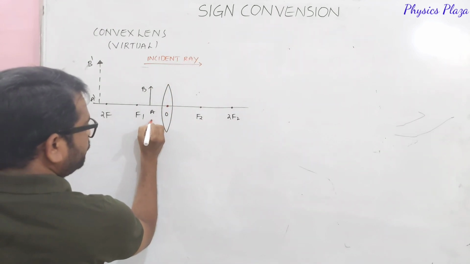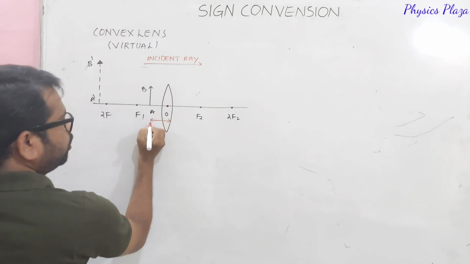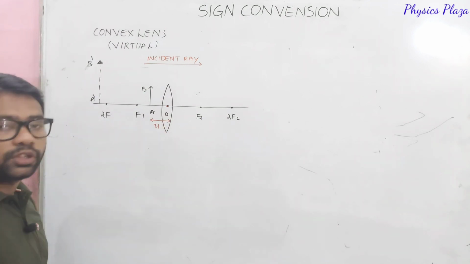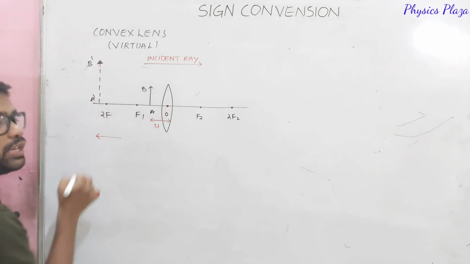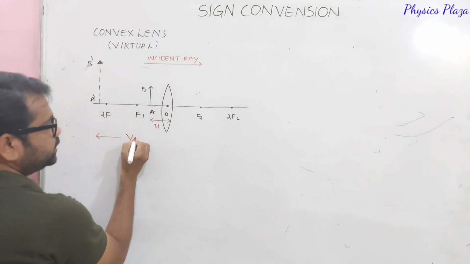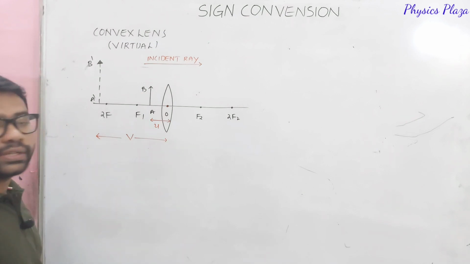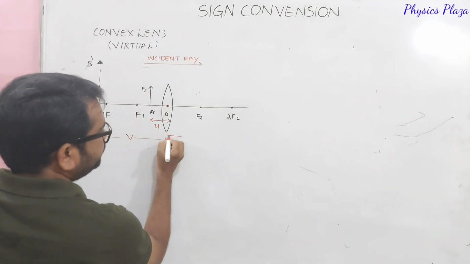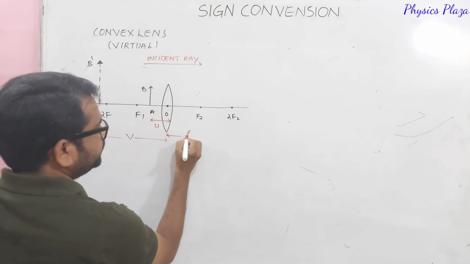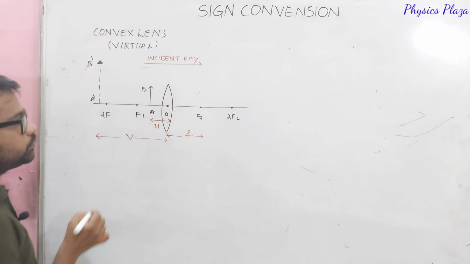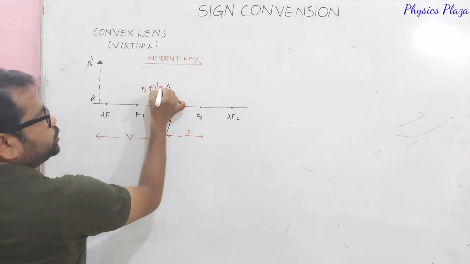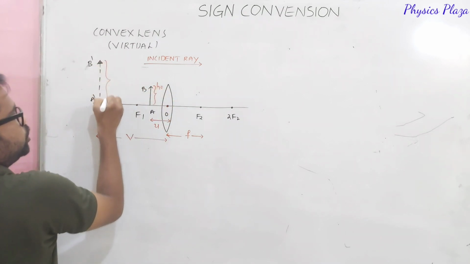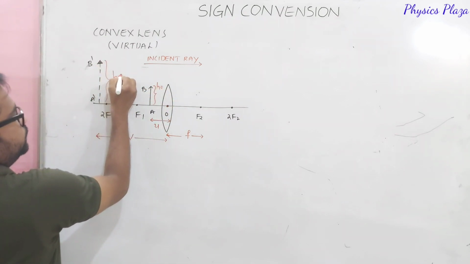The distance between the optic center and the object is U, that is the object distance, whereas the distance between the image position and the optic center is the image distance. The distance between the optic center and focus is the focal length, and this is going to be the object height HO, and this is going to be the image height HI.